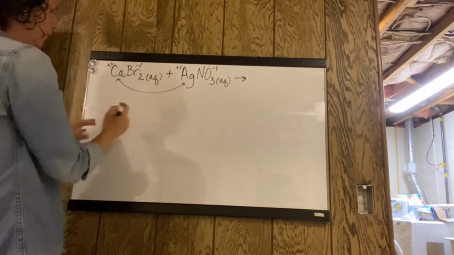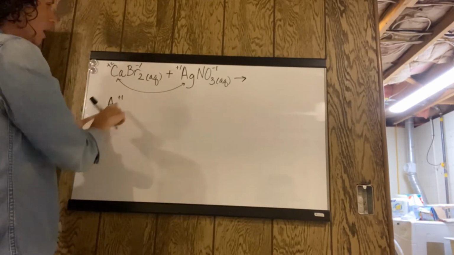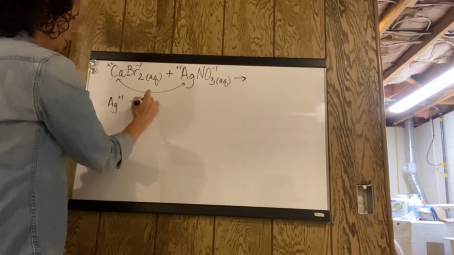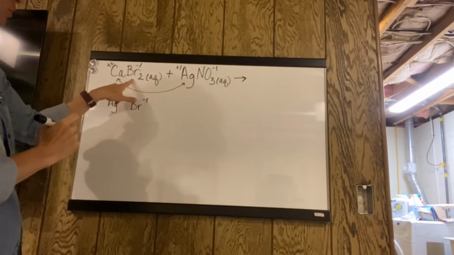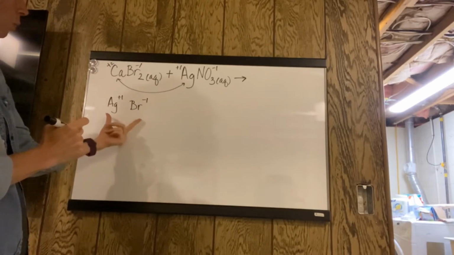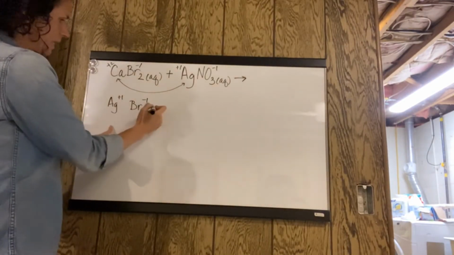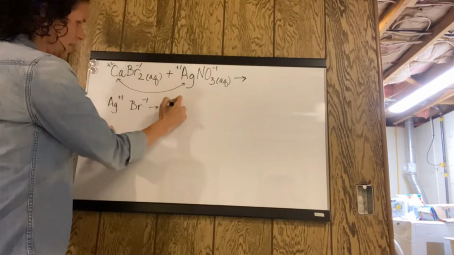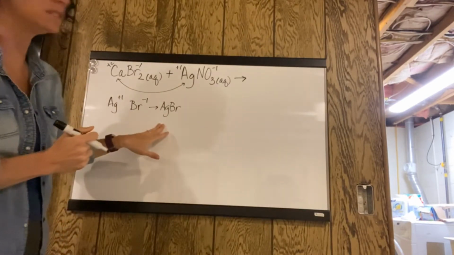So my silver, which is a +1, is going to bond with bromine, which is a -1. Okay, so this silver is going to come over and bond with bromine. Bromine is a -1, silver's a +1. So if we do the crisscross method, you'll see that you only need one of each. So you're going to end up with AgBr.